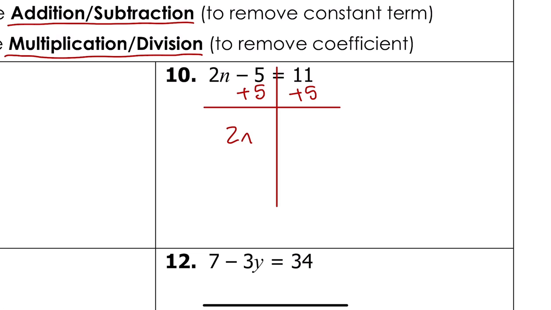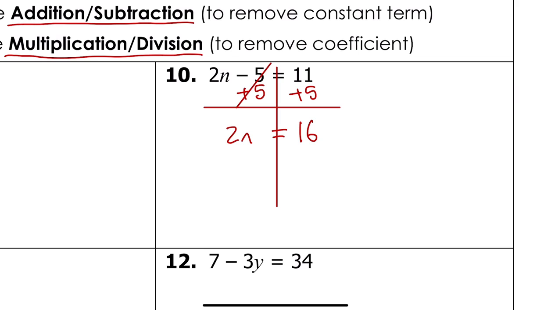So that's going to leave us with a 2n because nothing touched that. We have negative 5 plus 5. Well, that's going to be 0 but we don't need to write that in, so we'll just cross that out. Equals 11 plus 5. That's going to be 16. Alrighty, next step. We're going to multiply or divide. So let's take a look. We have 2n. Okay, so that's like the last one, where we have 2 multiplied by n.